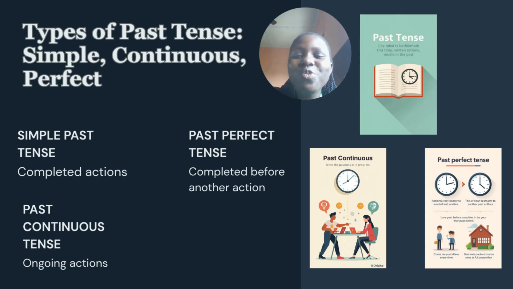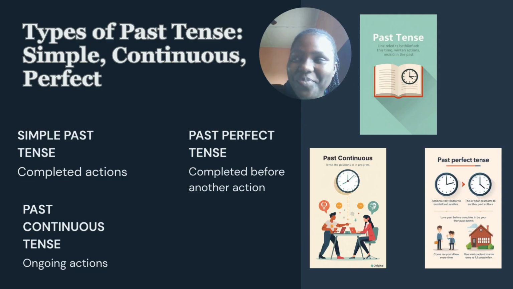All right, so we'll be talking about the types of past tense or the aspects of past tense. The first on the list is what do we have on our screen? Simple past tense. It has to do with completed actions. The next is past continuous tense, ongoing actions. Example, I was eating when it came. Continuous eating.